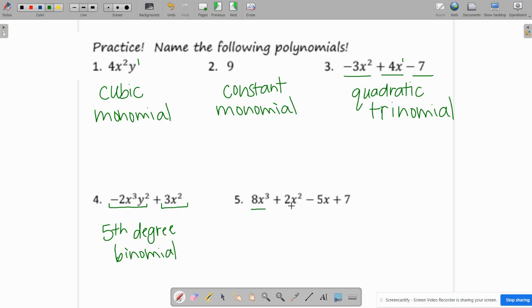And lastly, here I can see there are 4 different terms. When we have 4 or more terms, we just call it a polynomial. The largest degree of each of these individual terms, since it's 3, 2, 1, and 0, is 3, which makes this a cubic.